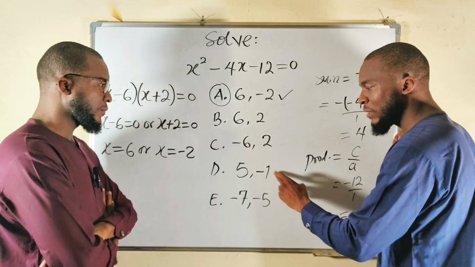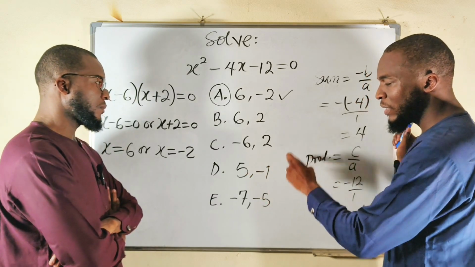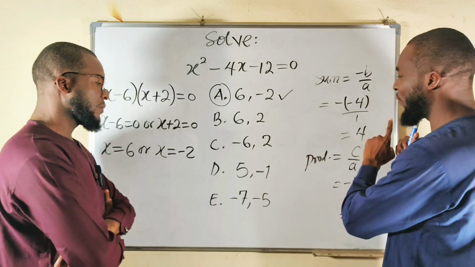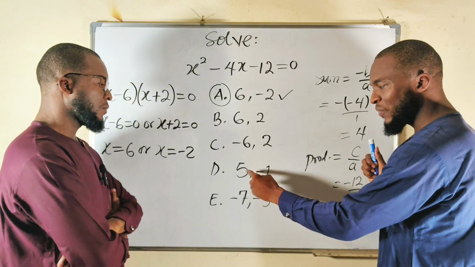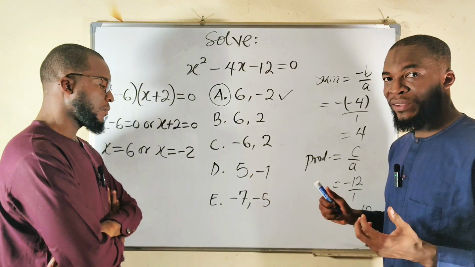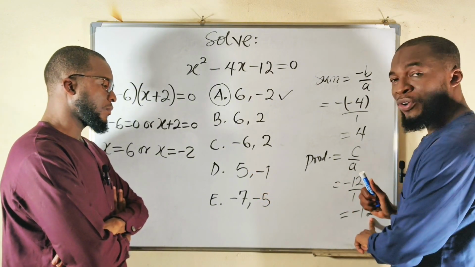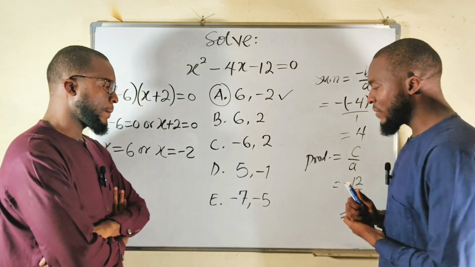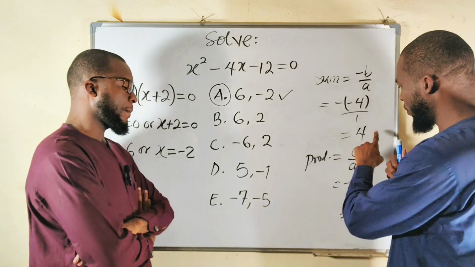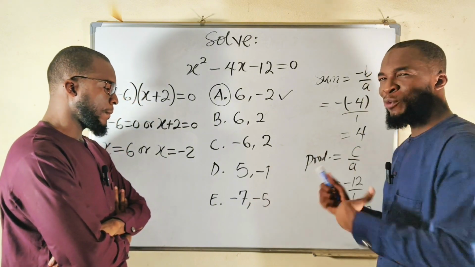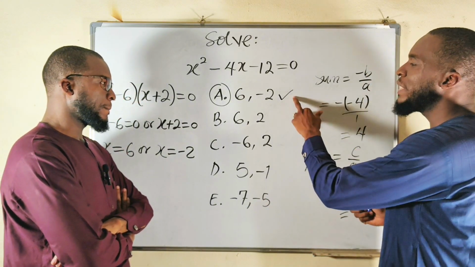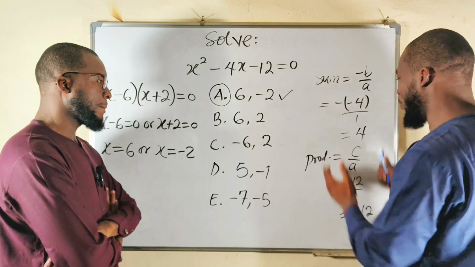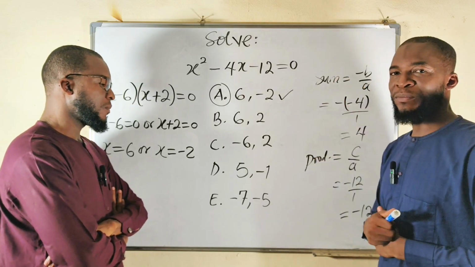You take the D part. 5 plus negative 1 will give us positive 4. So it satisfies the sum. But the product, 5 times negative 1 will give us negative 5, which is not equal to the product. And lastly, negative 7 plus negative 5 is negative 12. That is the sum. But this is 4. If you multiply, you get positive 35. So option A is the only option that satisfies this condition. And hence, this is the solution.